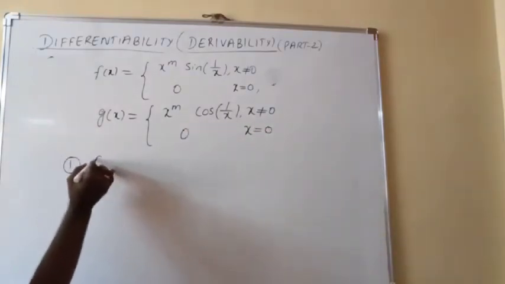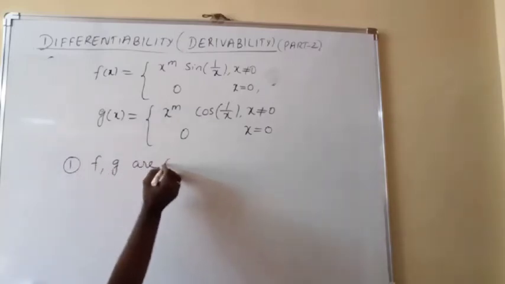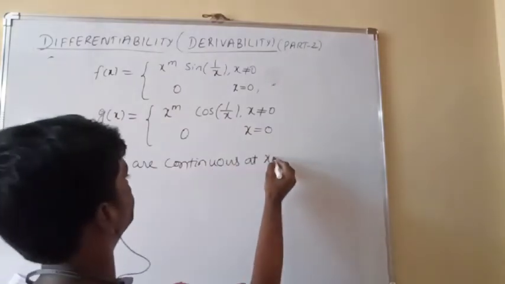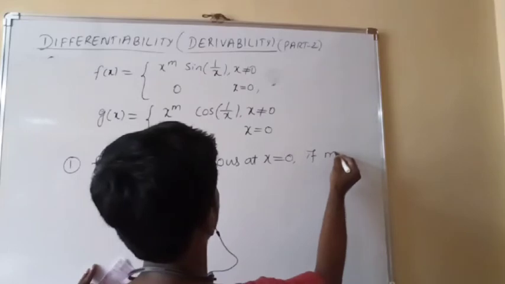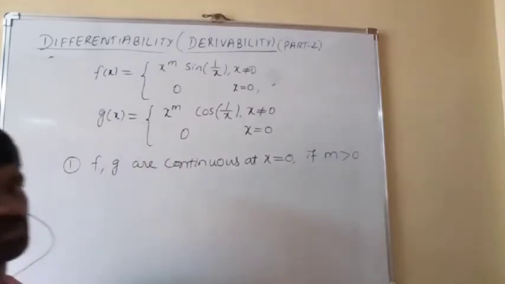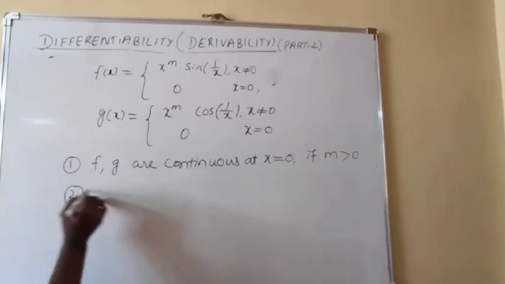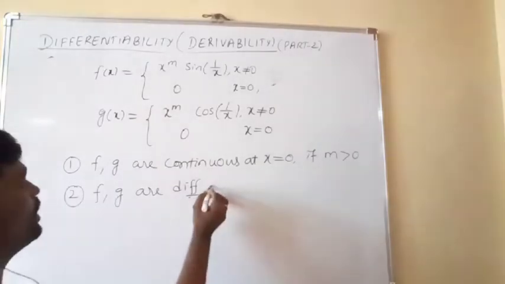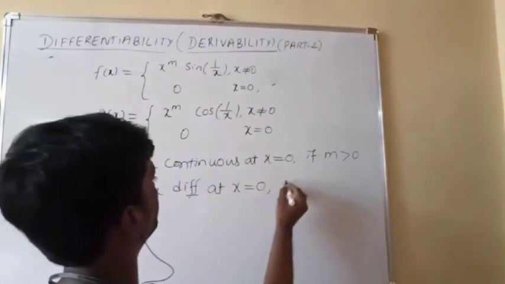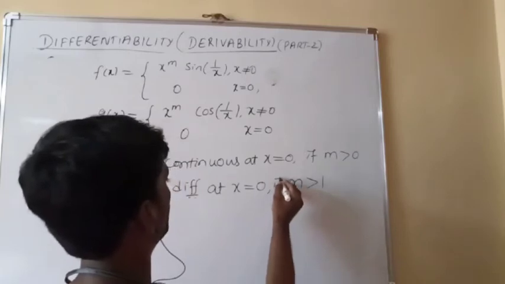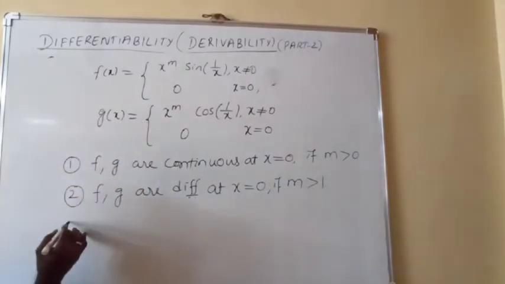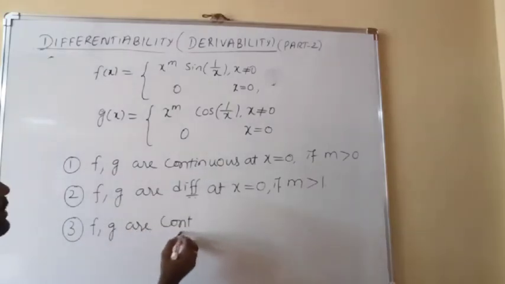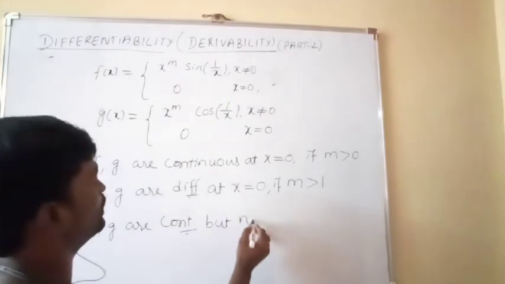Then f and g are continuous at x is equal to 0 only if m is positive, that is, m must be greater than 0. And both f and g are differentiable at x is equal to 0 only if m is greater than 1. So obviously, for other values of m, these functions are continuous but not differentiable.